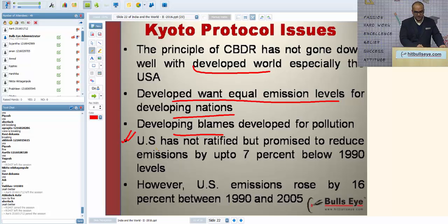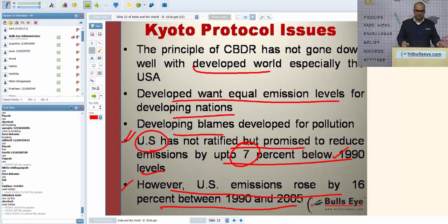The end result was that the USA, which was the largest producer of greenhouse gases in the world, did not agree to sign or ratify the Kyoto Protocol. That is, it did not become a part of the Kyoto Protocol, right? But it individually said that it will cut greenhouse gas emissions by 7% below 1990 levels. However, USA emissions rose by 16% between 1990 and 2005.